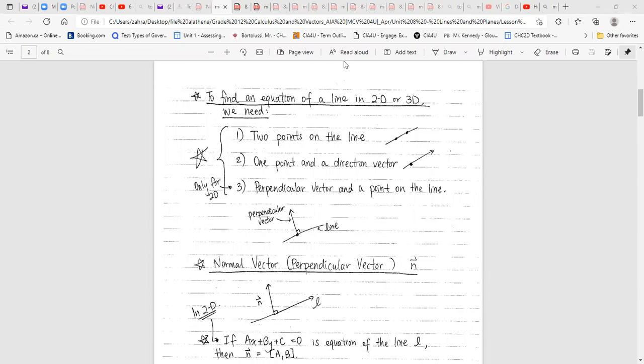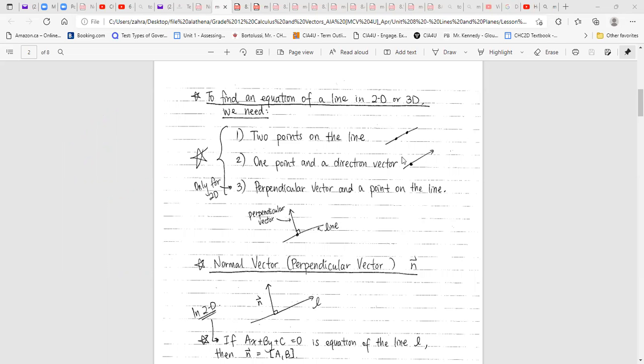So to find the equation of a line defined by two points, from these two points we can find the direction, right? And we just need to know one point as well. This is another way: two points, or the direction and a point, or you can have a perpendicular vector, which we call n hat. You need a perpendicular vector and one point on your line. So these are the three ways you can define a line in 2D.